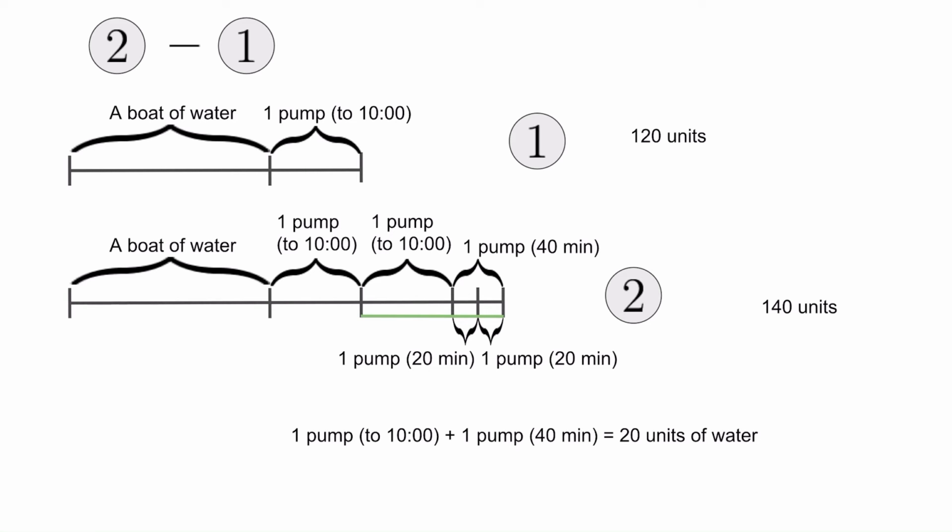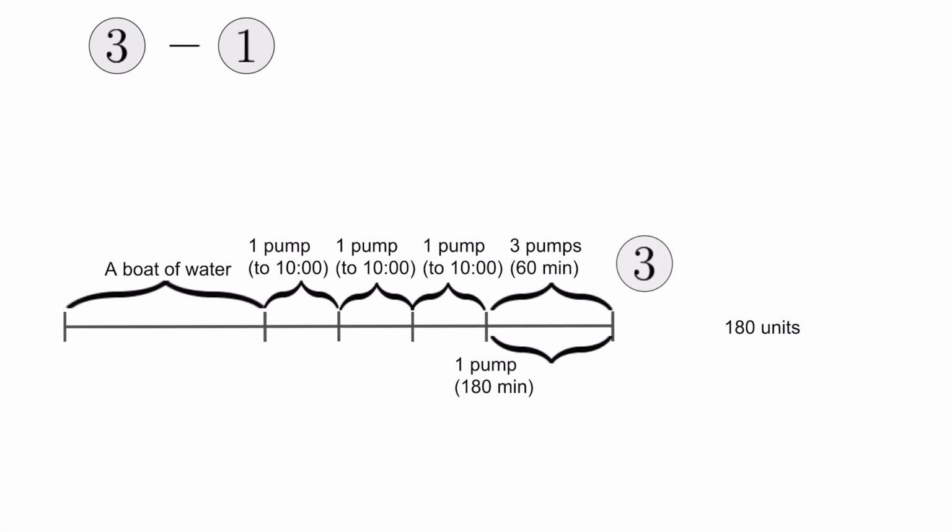Then, one pump operating from when the leak was discovered to 10 o'clock, plus one pump operating for 40 minutes, would be equal to 20 units of water. 20 comes from subtracting 120 from 140.